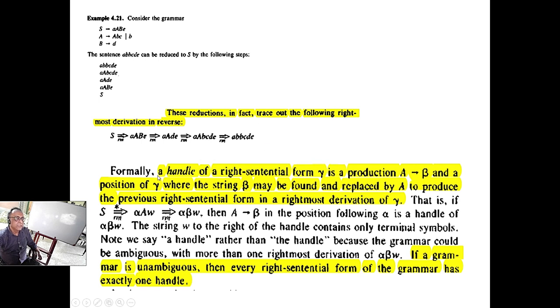So formally, a handle, which I have taken from the Dragon book, is as follows. A handle of a right sentential form gamma is a production A to beta and a position of gamma where the string beta may be found and replaced by A to produce the previous right sentential form in a rightmost derivation of gamma. If a grammar is unambiguous, this is very important, then every right sentential form of the grammar has exactly one and only one handle. That is great. So finding the handle is important. If you can find the handle, you reduce by the handle. There cannot be multiple handles, you have to find it.